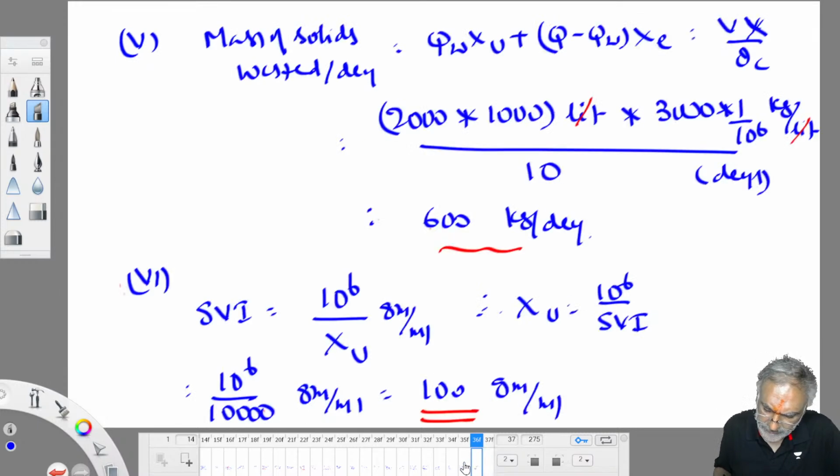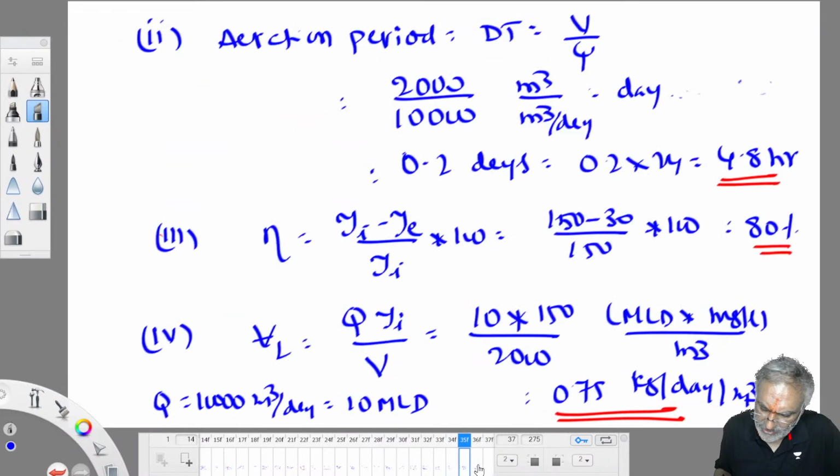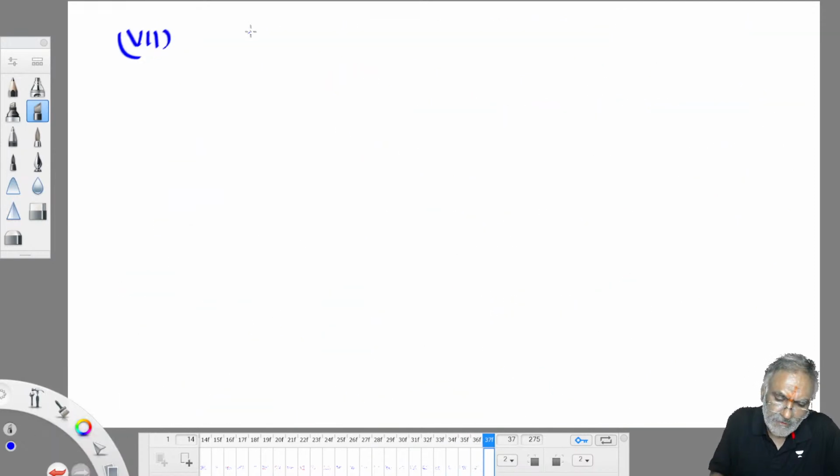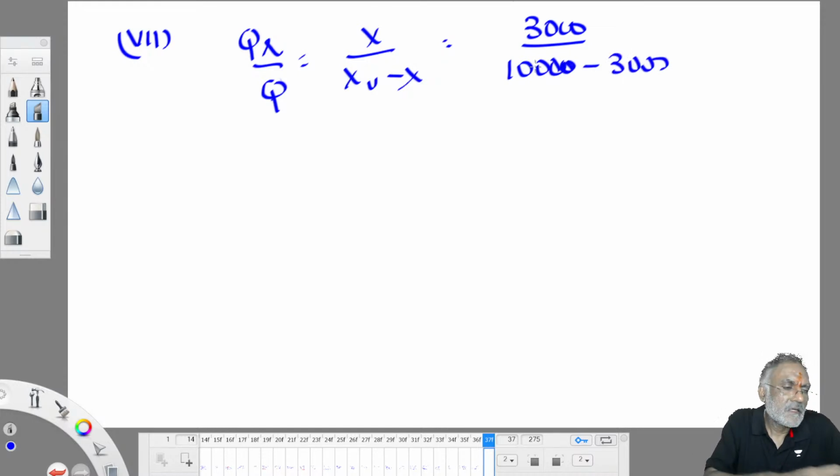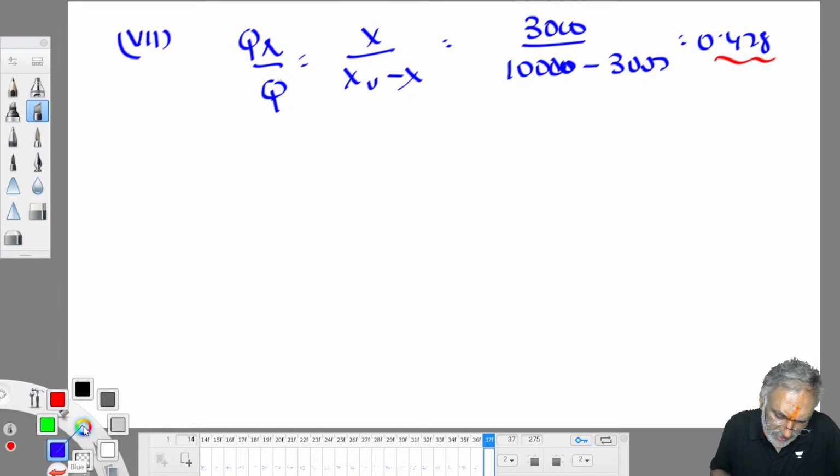What is 7th question? Recycling ratio. QR by Q is equal to X by XU minus X. So X value is 3000, XU is 10,000 minus 3000. So 3000 by 7000. 0.428. That was the QR by Q ratio.